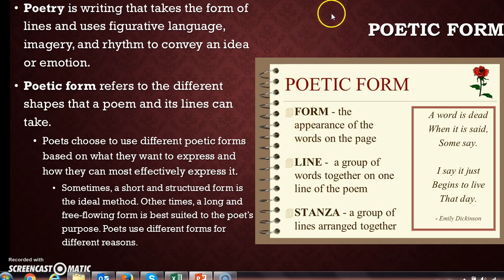Over here we have two stanzas. Right here it says, "A word is dead when it is said, some say. I say it just begins to live that day." So in this example we have two separate stanzas. So even though they're each a sentence long, you have two separate stanzas.